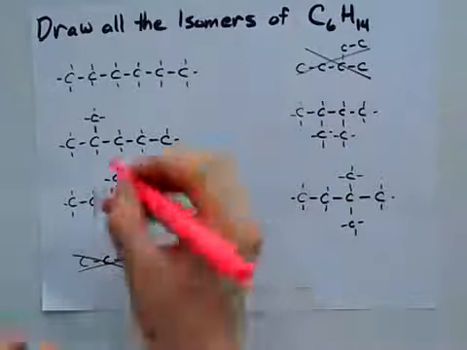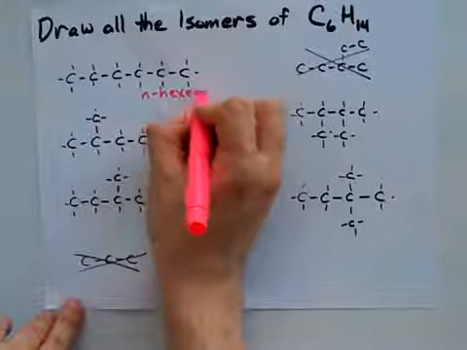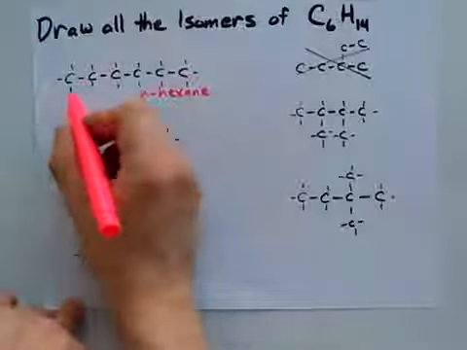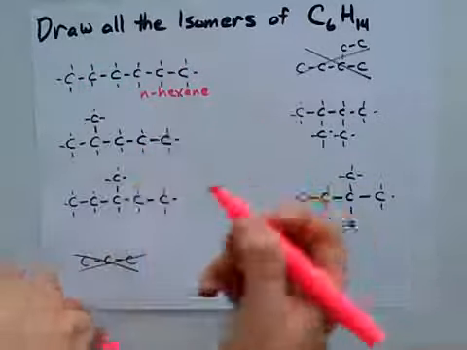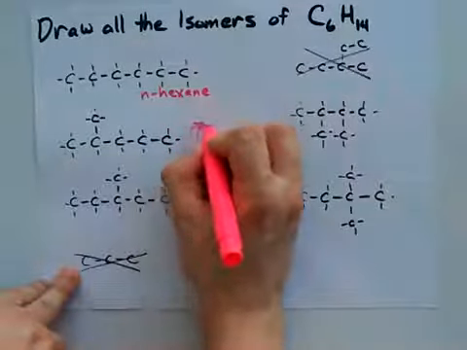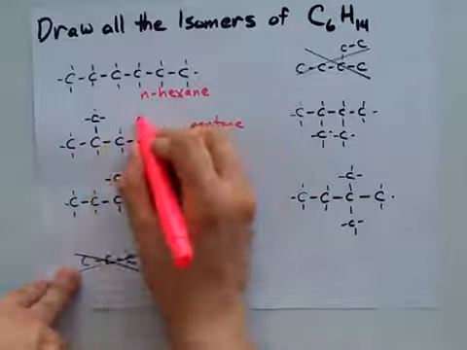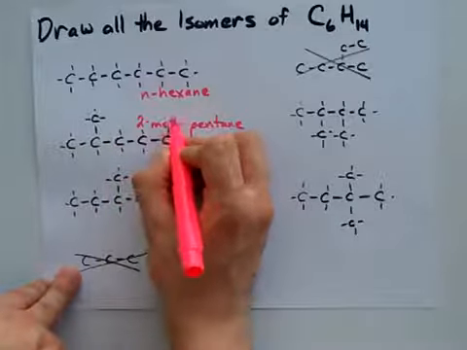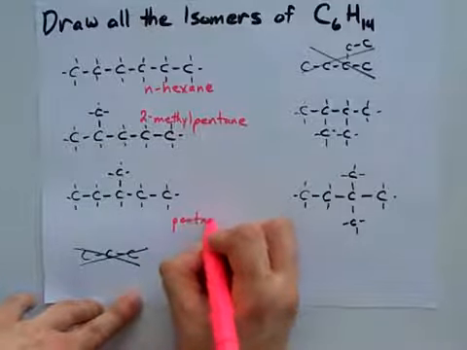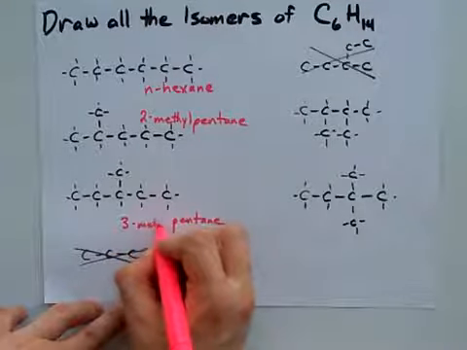Let's name them while we're here. This is just called n-hexane. It's 6 long. Actually, most people just call it hexane. I call it n because it's just normal. There are 2 names for it. This is a pentane because it's 5 carbons long, but there's a methyl group sticking out of the 2nd carbon, which means it's 2-methylpentane. Similarly, this is a pentane, but it has a methyl sticking out of the third one. That's 3-methylpentane.